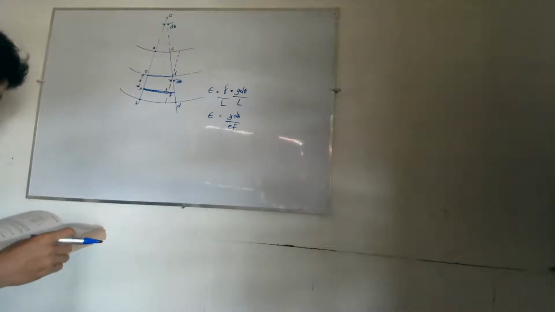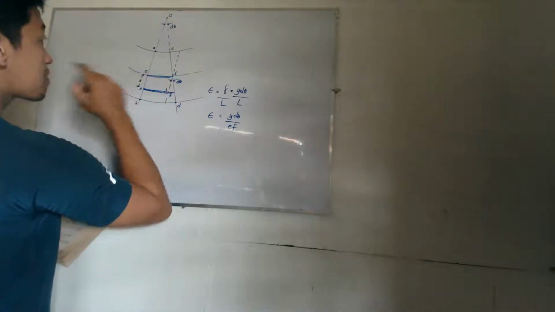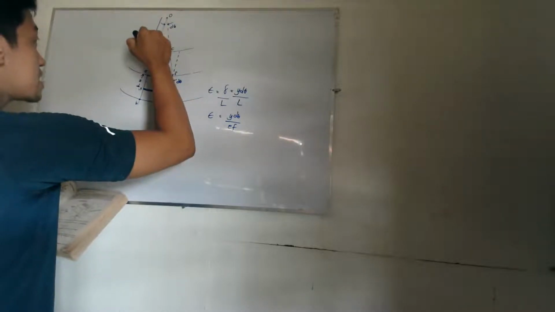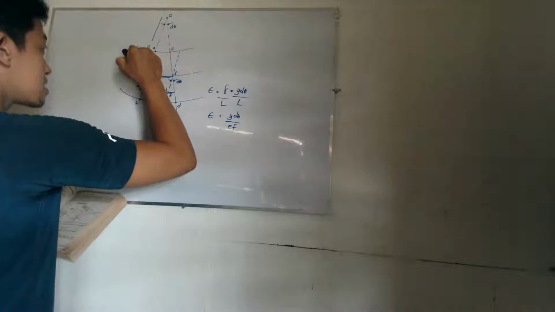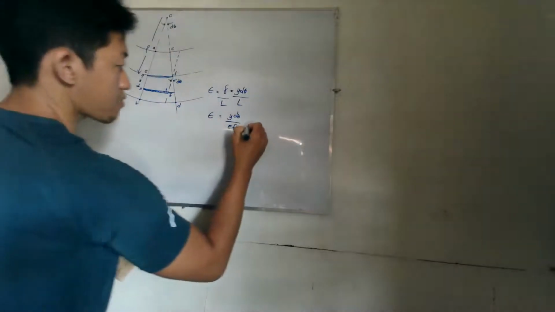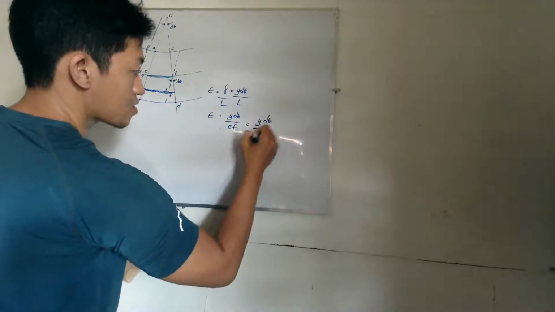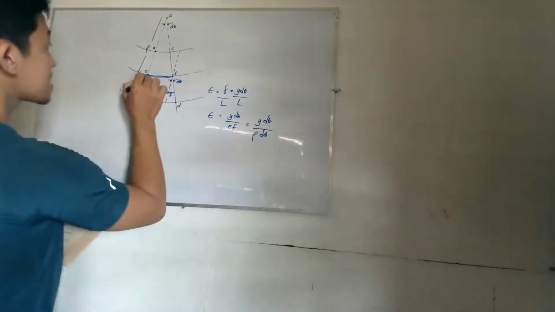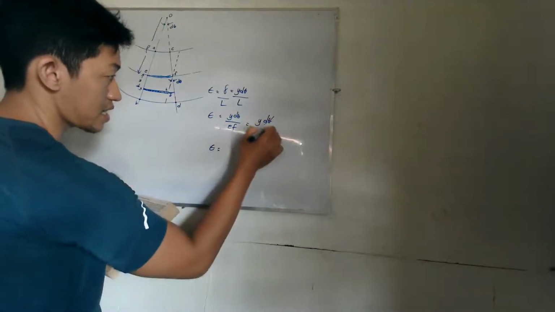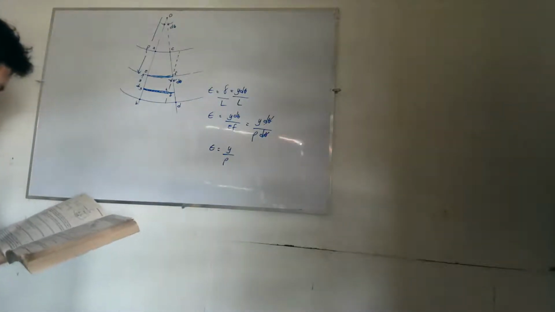Okay? But what is the length of EF? Let the radius of curvature be rho. Therefore, EF will just be rho times d theta, since it is an arc length, rho d theta. Therefore, the strain will be y over rho. Okay?